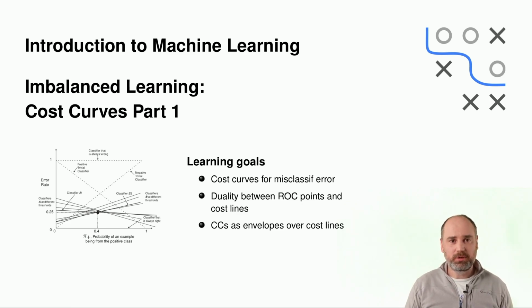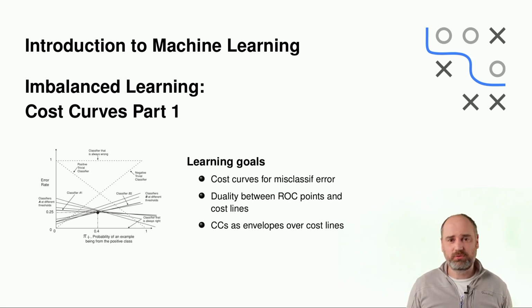In this part, we'll introduce cost curves as a tool to analyze the misclassification error in terms of varying prior probabilities for the positive class. We'll discuss the duality between points in ROC space. For every point in ROC space with coordinates false positive rate and true positive rate, there is an associated cost line in cost curve space, and vice versa. So we can transform these points to cost lines and back again.